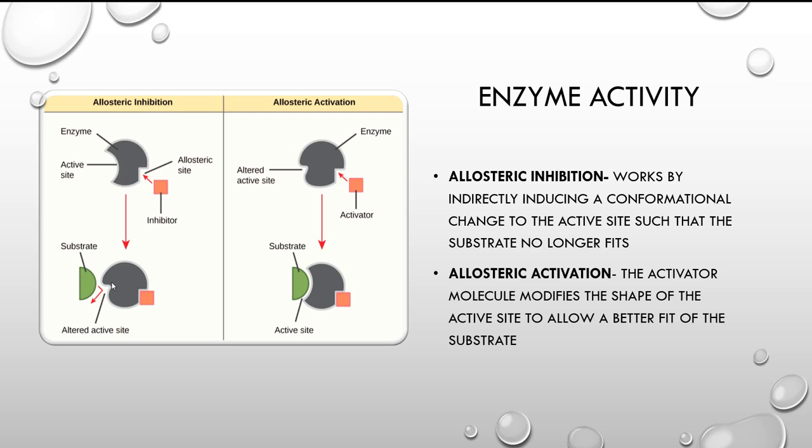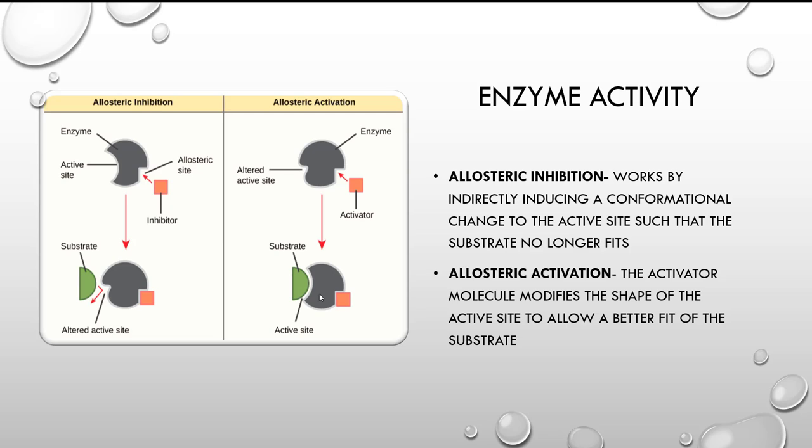Okay. Now you can also have the opposite occur. You can have allosteric activation, where the activator attaches to the enzyme at an allosteric site and changes the shape of the enzyme to reform the correct active site so that the substrate can then bind to it. Okay, so it's basically making the enzyme work again.